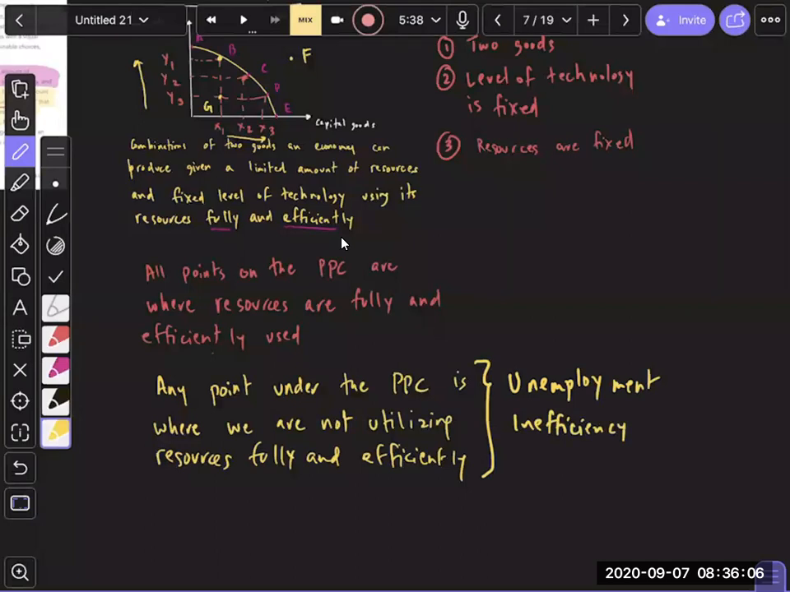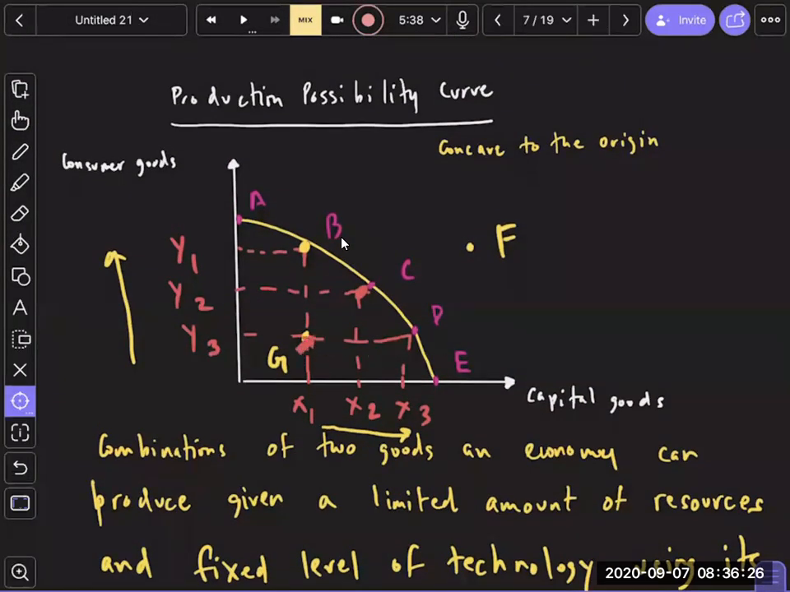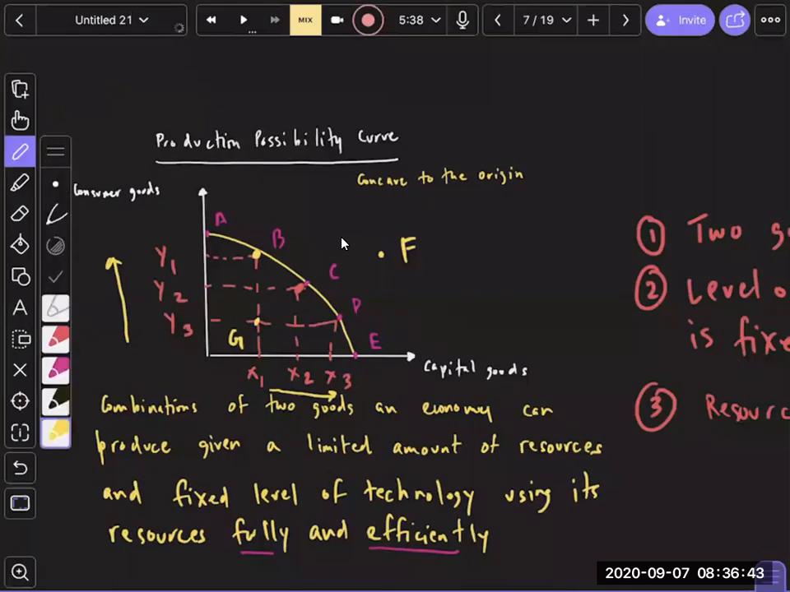Are you all with me? Does that make sense? Either there's unemployment or inefficiency, because both of these things can result in us not doing well. If you don't use your resources fully, which means there is unemployment happening, then you are basically not able to produce the maximum. The maximum could be point D. For every Y3, I can get maximum D, or the maximum could be B as well. So the first thing is this, that we are unable to achieve maximum because we are not using our resources fully.